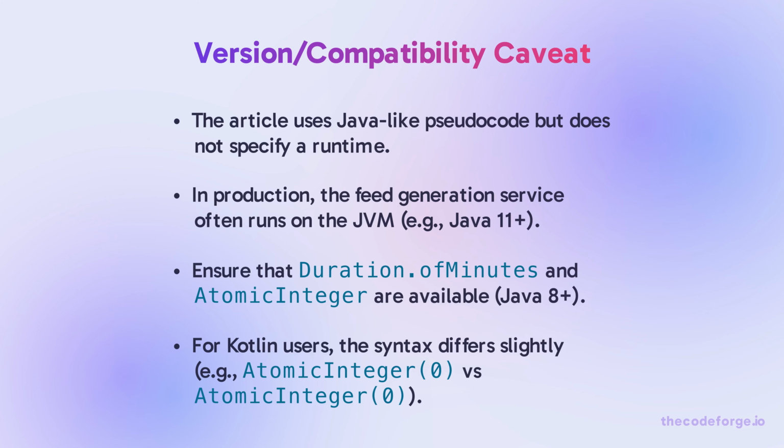The article uses Java-like pseudocode but does not specify a runtime. In production, the feed generation service often runs on the JVM, e.g., Java 11+. Ensure that Duration.ofMinutes and AtomicInteger are available, Java 8+. For Kotlin users, the syntax differs slightly, e.g., AtomicInteger(0) versus new AtomicInteger(0). No breaking changes in recent versions, but be mindful of GC tuning for low latency feeds.